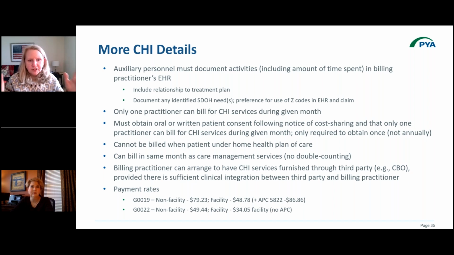Lori, if I just knew the definition of sufficient level of clinical integration, but we do our best to figure that out to ensure that there's at least access to a record that's shared between the parties on that. And again, you see the reimbursement for these services.